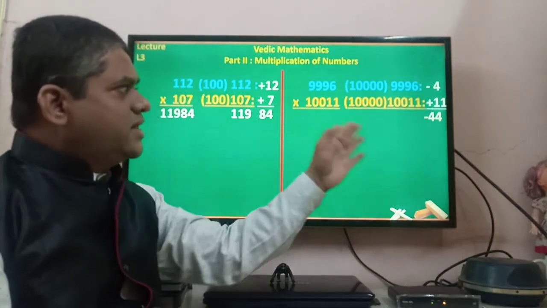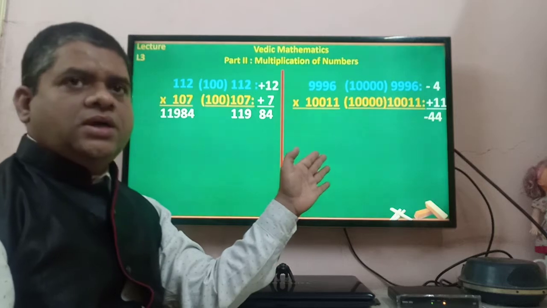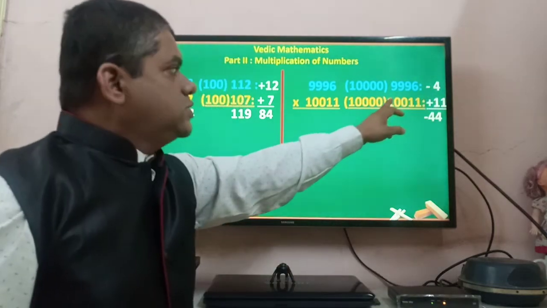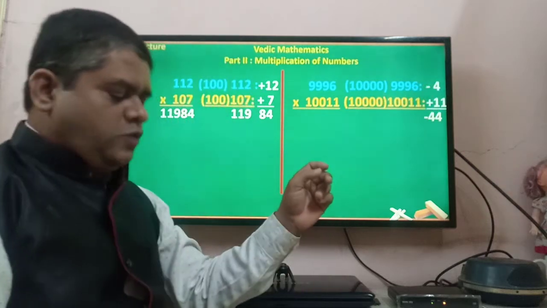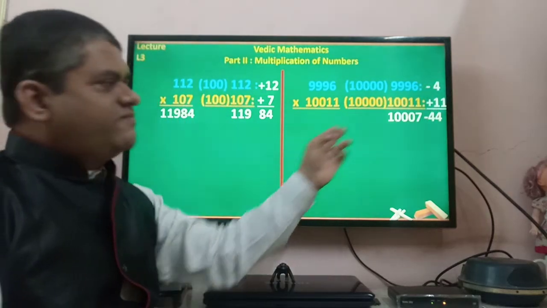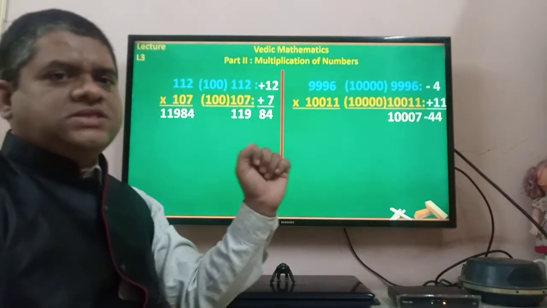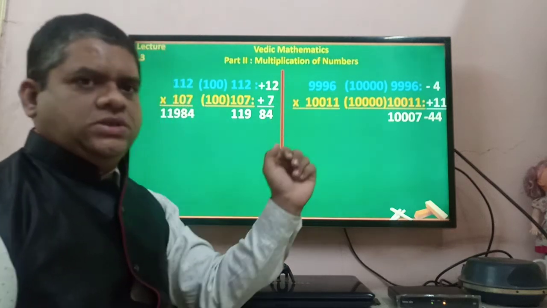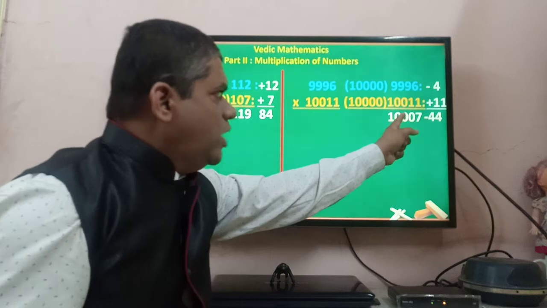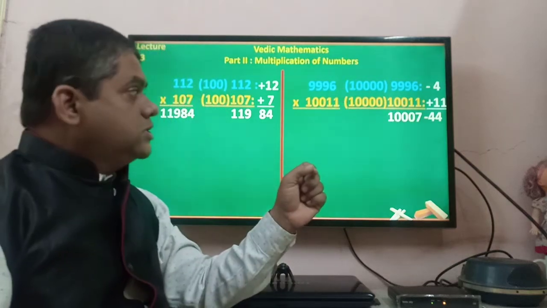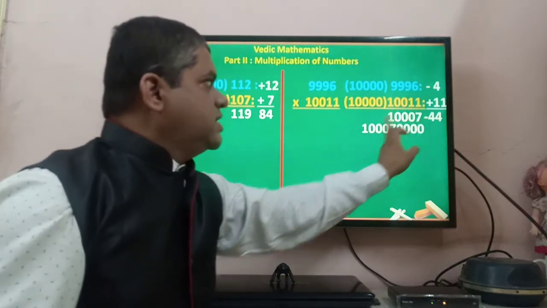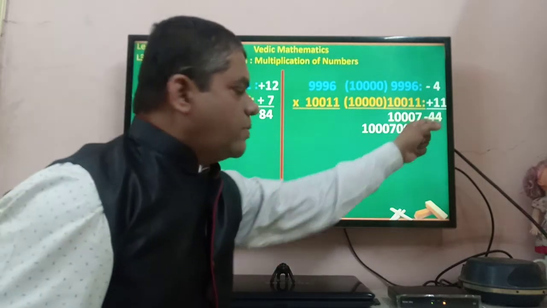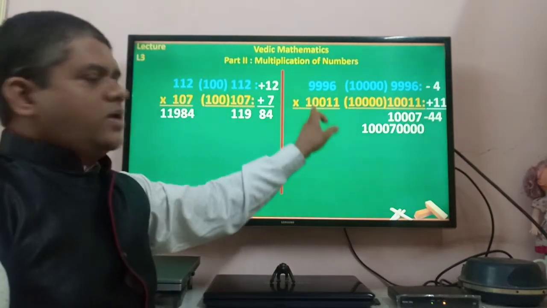So we will get the number on the right hand side. As I told you, the number on the right hand side is a product and the left hand side is simply addition. So 10,011 minus 4, we will get the number on the left hand side as 10,007. But this is the number with the base as 10,000. So again, in order to get its value, I have to multiply it by 10,000. So I get the value of this 10,007 when I multiply by 10,000. So from this number, I have to subtract 44 in order to get the product.